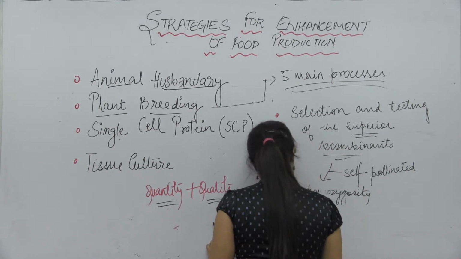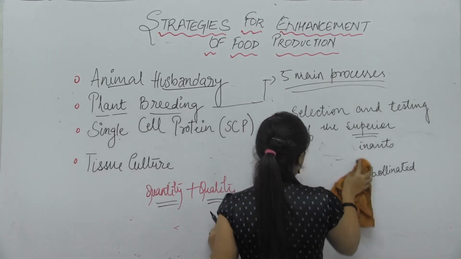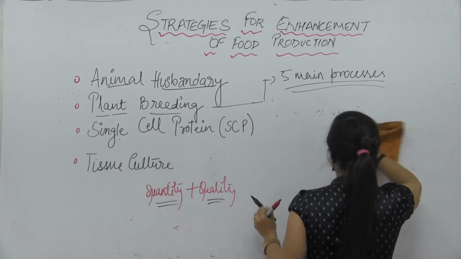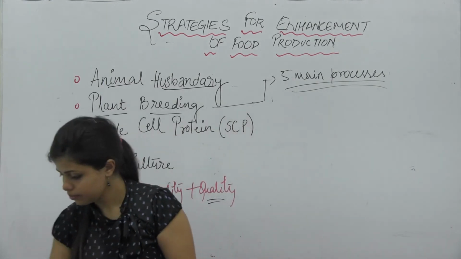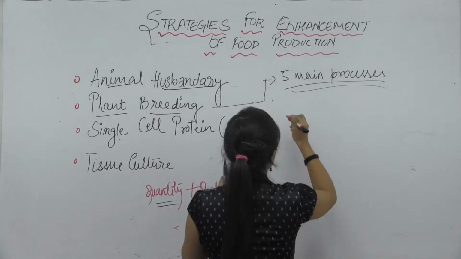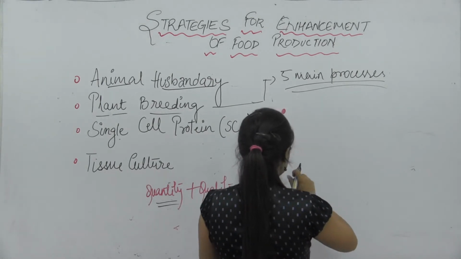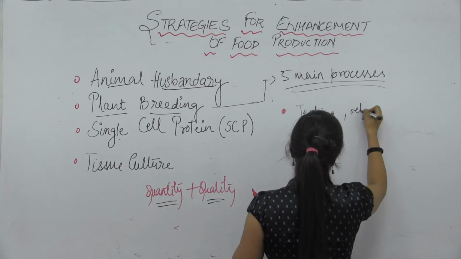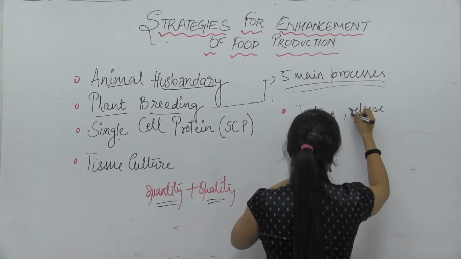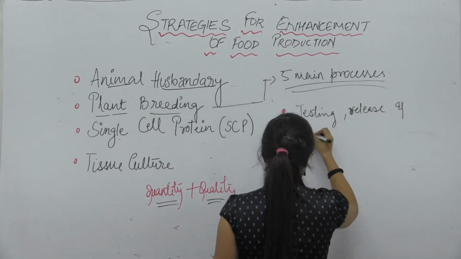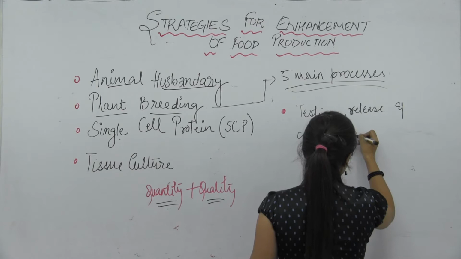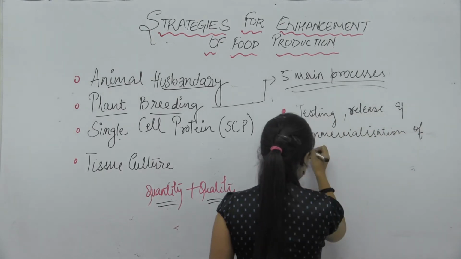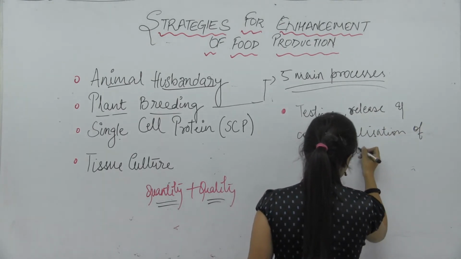Now the fifth and the last process that comes under plant breeding is testing, release, and commercialization of the cultivars.